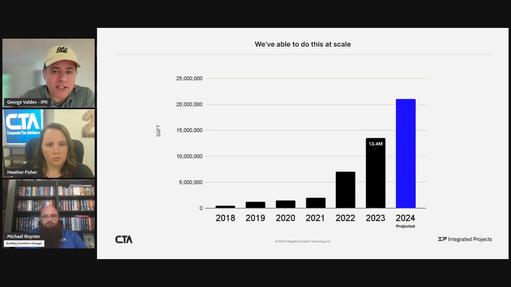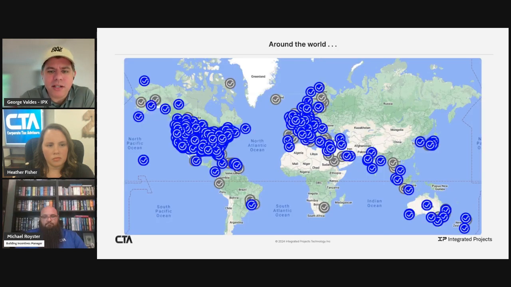The other really cool thing is that we're able to do this at scale. Just last year, we converted about 13.5 million square feet of space into these digitized 3D models and 2D CAD plans. And we're only just getting started. Because of the amazing team that we've built here, we're able to digitize at a scale that's been, frankly, unprecedented.